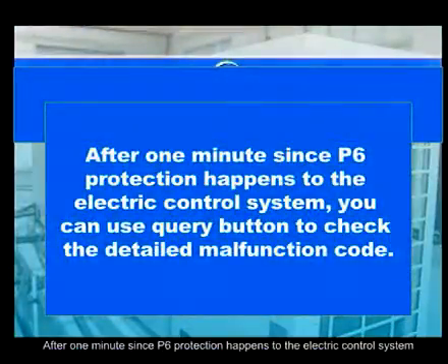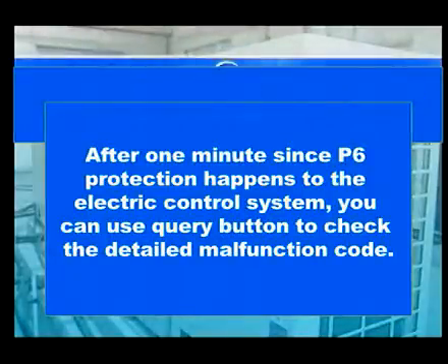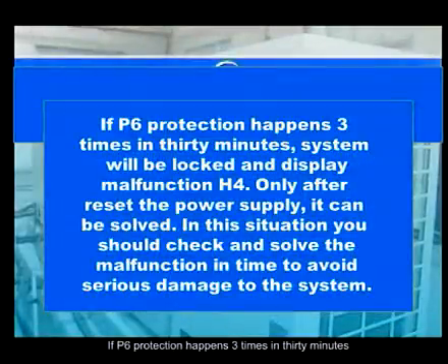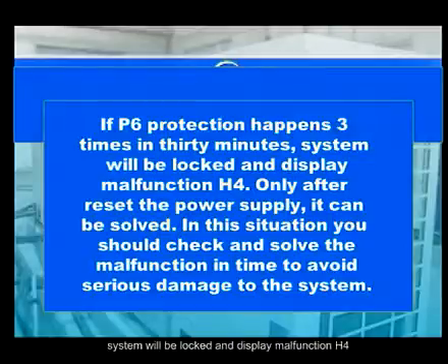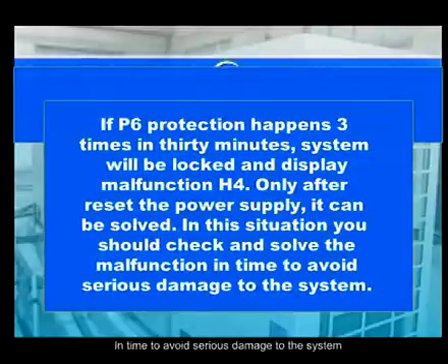After 1 minute, since P6 protection happens to the electronic control system, you can use the query button to check the detailed malfunction code. If P6 protection happens 3 times in 30 minutes, the system will be locked and display malfunction H4. Only after resetting the power supply can it be solved. In this situation, you should check and solve the malfunction in time to avoid serious damage to the system.